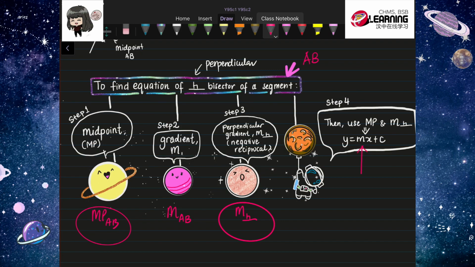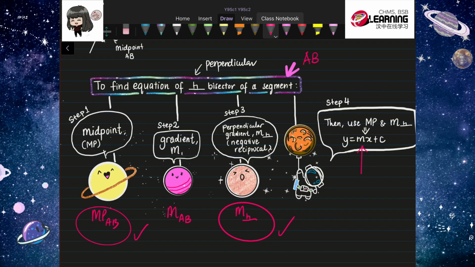Okay? By the way, for your step 1 and step 2, if you want to find the gradient first, then the midpoint, also okay. As long as you have the gradient of the perpendicular and also the midpoint. Step 1 and step 2 can be swapped, never mind. But in the end, you need your step 4 because your y equals mx plus c.